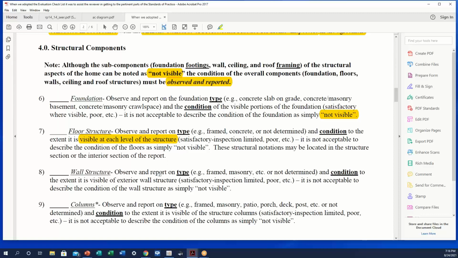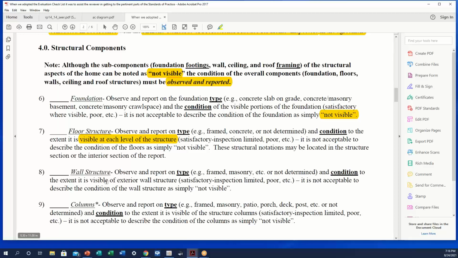Okay, wall structure, observe and report on the type. Framed or masonry, that's all you've got to say. You don't have to say it's trusses, you just say framed. Isn't a truss framing? Sure it is. They're telling you concrete or could not be determined. You're allowed to say the second floor structure type couldn't be determined. Wall structure, observe and report on the type: framed, masonry, or not determined. You keep putting not determined, and after a while they're going to not believe anything you have to say, but it's up to you guys.